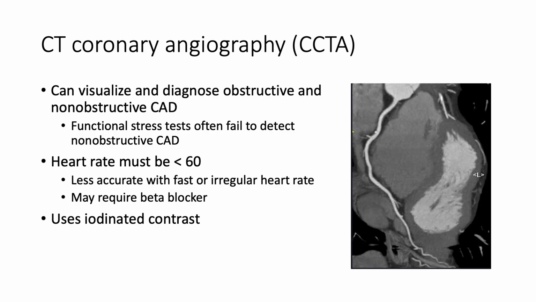One issue with this test is that the heart rate does need to be less than 60 typically for it to be accurate. And so, if the patient has an arrhythmia like atrial fibrillation or sinus tachycardia, then they may require a beta blocker before they can do this study. And the study uses contrast dye. And so if the patient has like an iodine allergy, then they may not be able to do this.